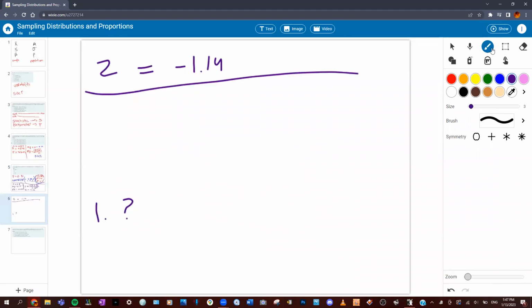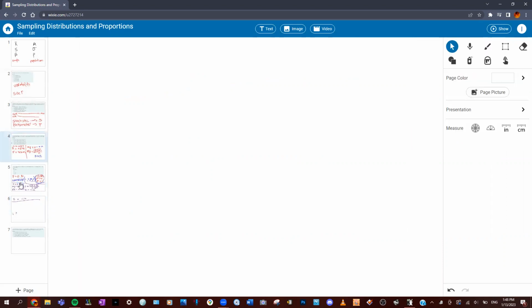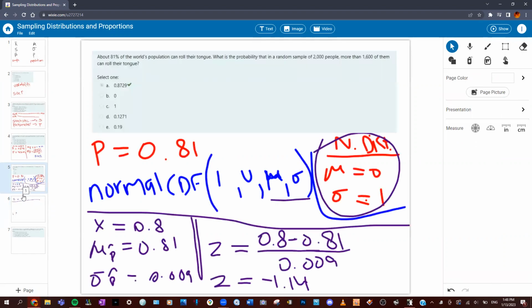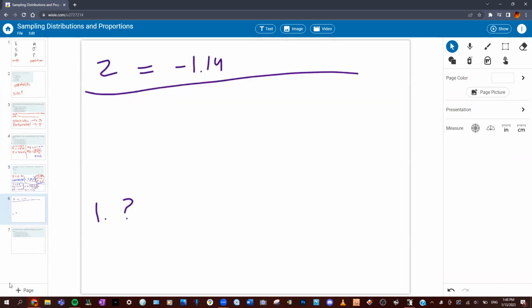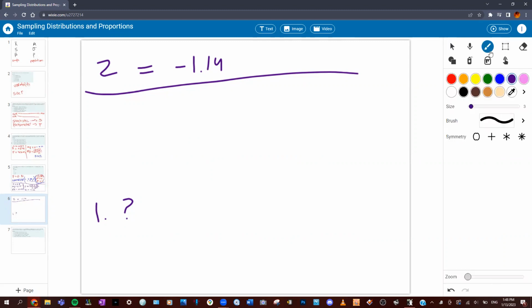Then we have to find the mean and standard deviation that are not for the normal distribution, because we already know those are 0 and 1. We have to find them for the proportion. Remember the p with the hat. Then once we do that, we can find the z-score. And remember, the x is going to be a proportion. It's not going to be the actual sample number. So that's why we did 1,600 over 2,000.